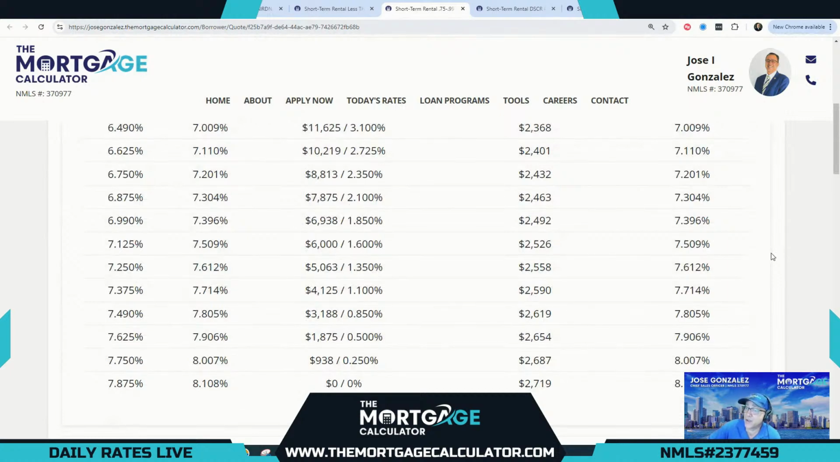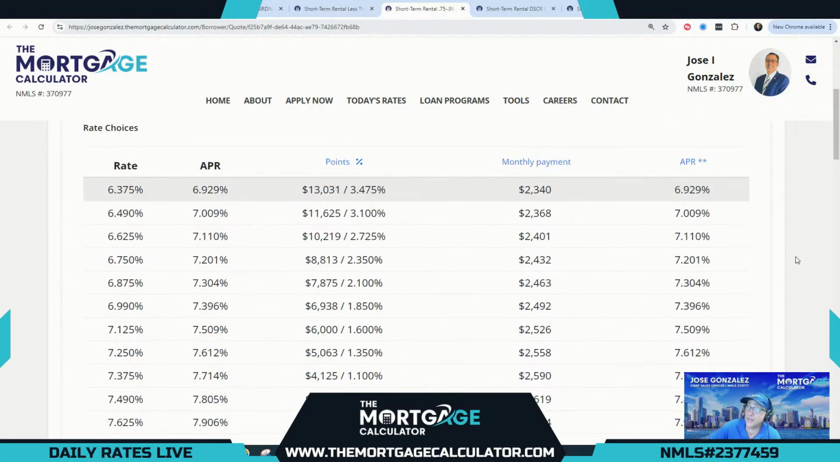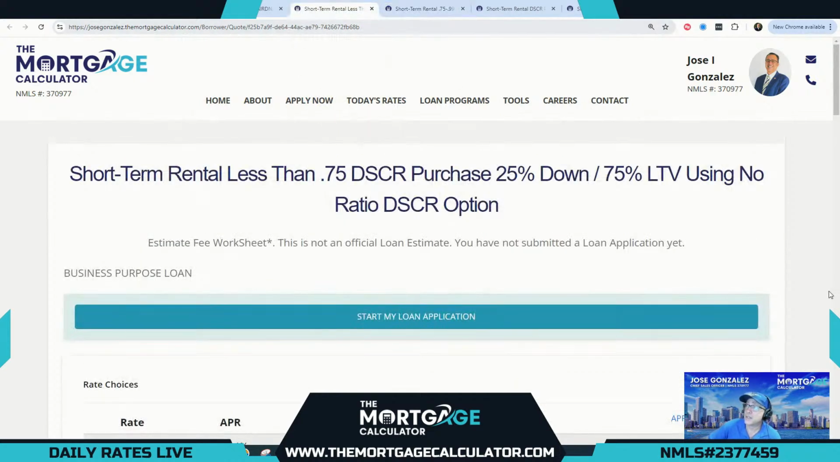So 7.875 is the lowest cost option at par. Buy that down to 6.375. Pretty amazing there at a cost of 3.475. And now we have our last purchase example before I share with you our refi example. Last purchase example is with the no ratio DSCR option. This is where the property cash flows at less than 0.75 debt service coverage ratio. This does require a 25% down payment, so max LTV for this option is 75%.